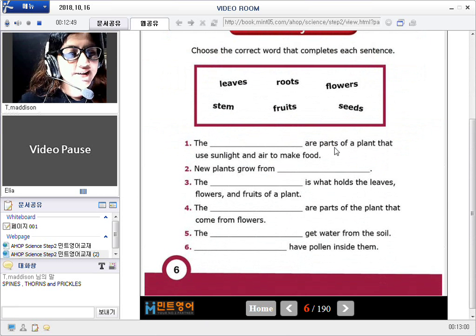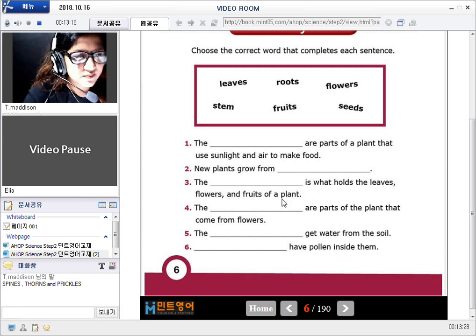The parts of a plant that use sunlight and air to make food. Sunlight and air to make food. Leaves. Very good. And new plants grow from seeds. Okay. Good. Flowers first, leaves. Stem. The stem is what holds the leaves, flowers, and fruits of a plant.